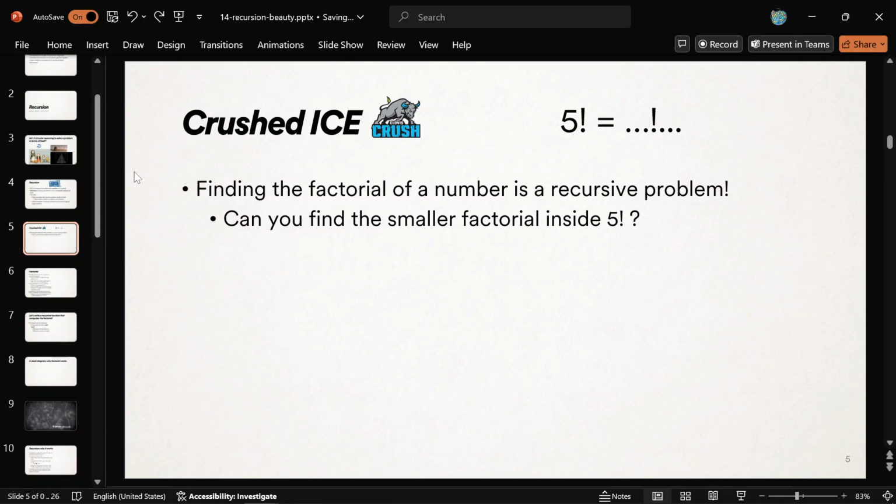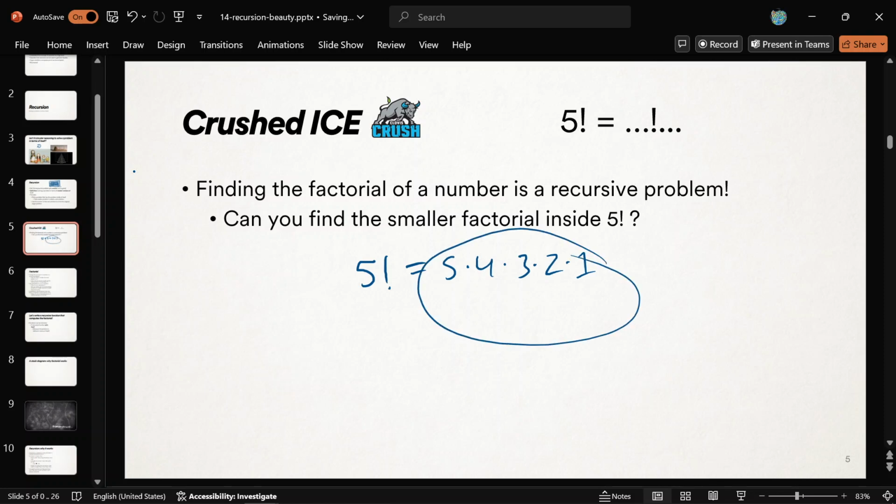Let's just do this together. Finding the factorial of a number, I claim, is a recursive problem. So 5 factorial. What is 5 factorial? That's 5 times 4 times 3 times 2 times 1. We've seen that before, right? Does anybody see a smaller factorial inside of 5 factorial? Because that's what it needs to be recursive. Do you see a smaller factorial anywhere inside of 5 factorial?